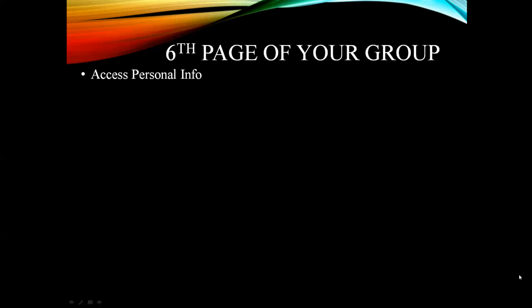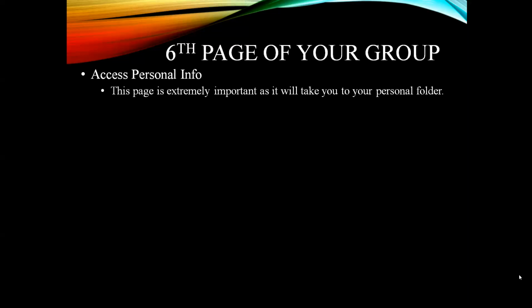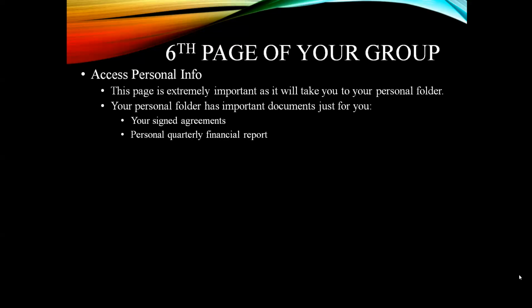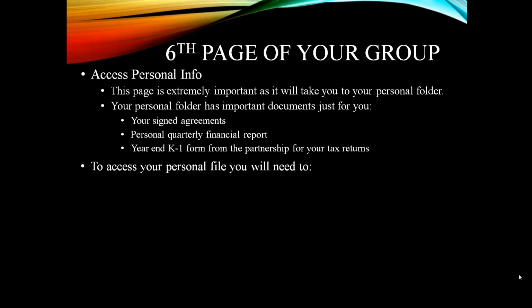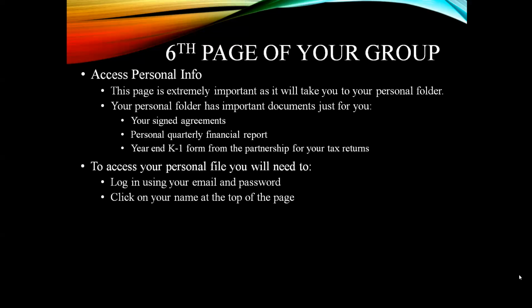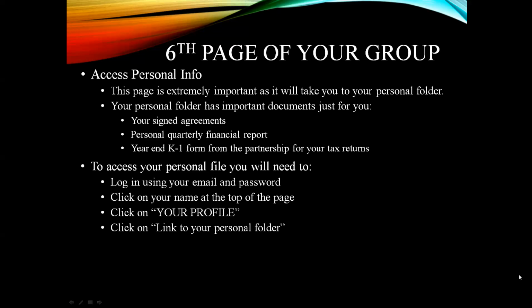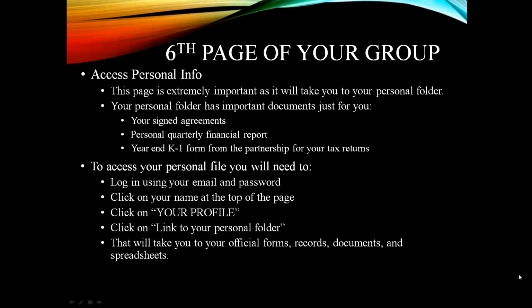The sixth page of your group is how to access your personal info. This page is extremely important. It will take you to your personal folder. Your personal folder has important documents just for you. Your signed agreements, your personal quarterly financial report, and your year-end K-1 form for the partnership for your tax returns. To access your personal file, you will need to log in using your email and password, clicking on your name at the top of the page, clicking on your profile, click on link to your personal folder. And that will take you to the official form, documents, spreadsheets, all that kind of stuff.